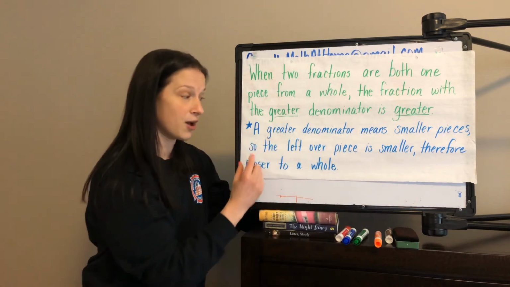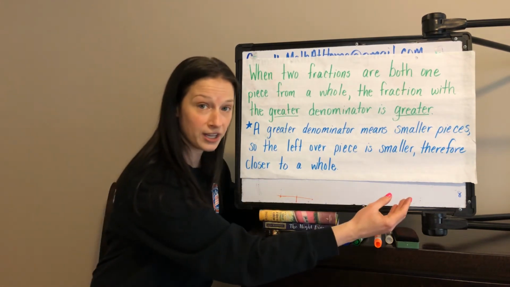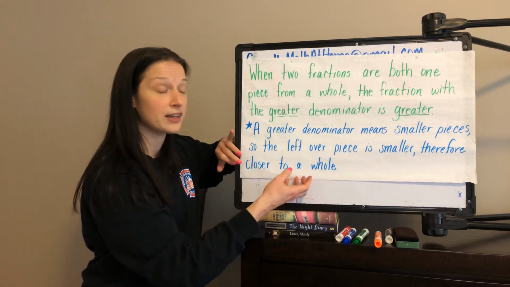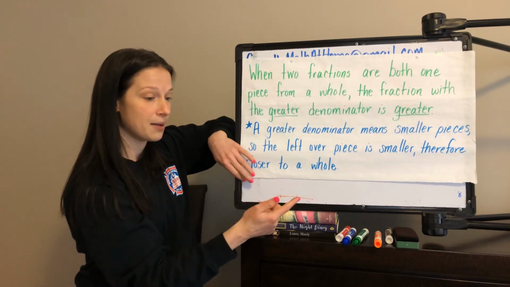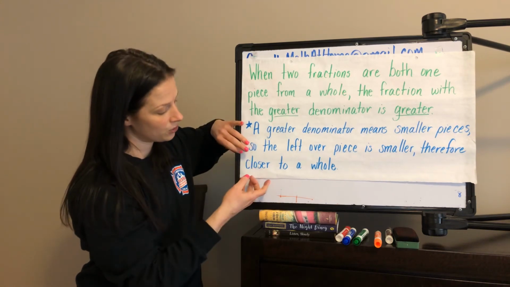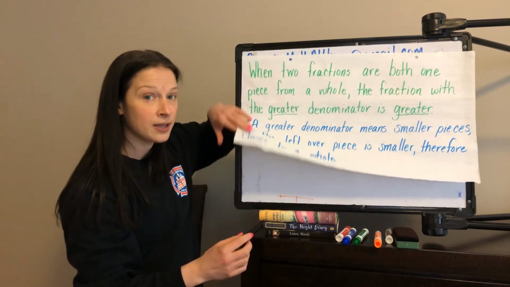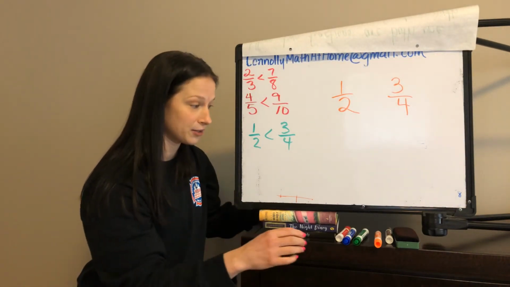Okay? So the smaller piece that's left over brings you closer to have eaten the whole thing. It brings you closer to the one on the number line. When you have a larger denominator, so when both fractions are one piece from a whole, the fraction with the greater denominator is larger because the piece left over is smaller.